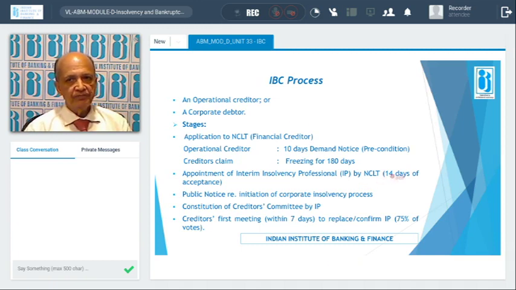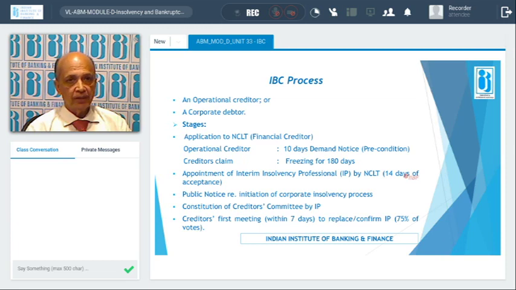Once the application is made, the first step is that the NCLT will appoint an interim insolvency professional. The insolvency professional will be appointed within 14 days of the receipt of the application. Then the IP will give a public notice regarding initiation of the CIRP, the corporate insolvency resolution process, and they will call for any claims from the other creditors also, if there are any. This is the second stage.